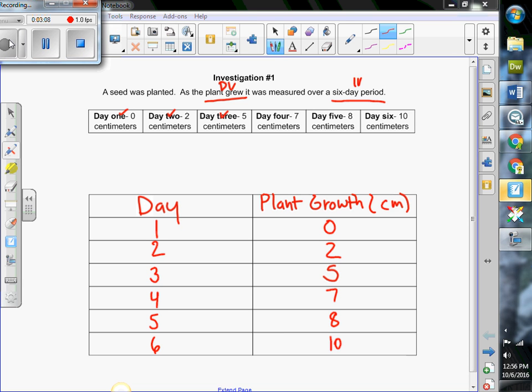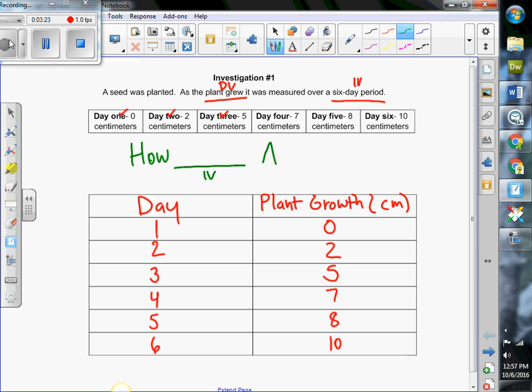All right, our final step for creating a data table is to give it a title. And the method that I want you to use is pretty simple. I want you to use 2 words. We're going to use the word, and I'm going to use some different color ink here, how, and you plug in your IV, and the word effects, and you plug in your DV.